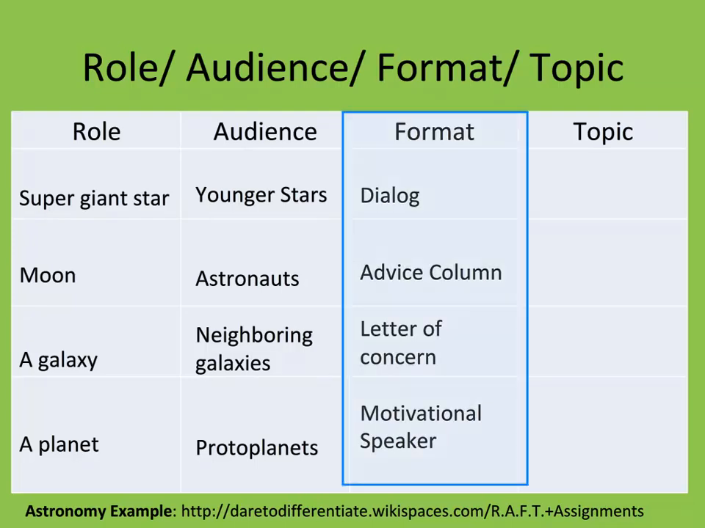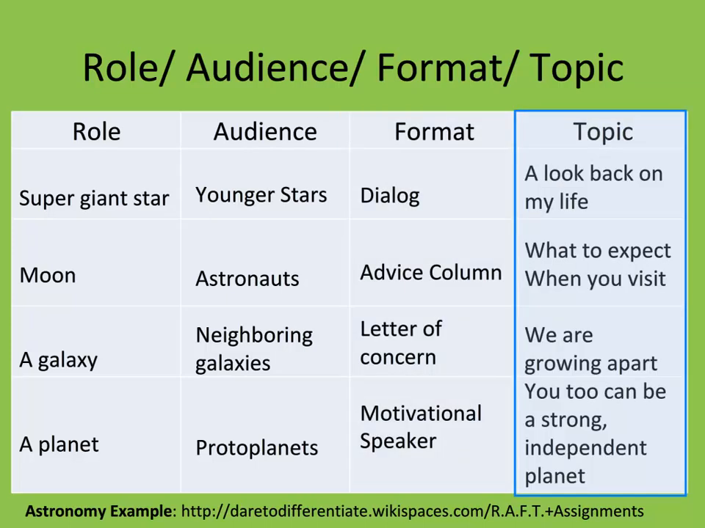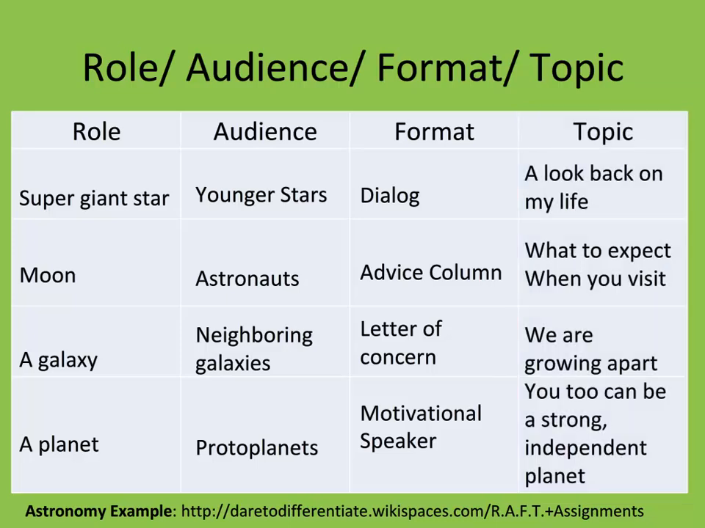The third column is format. This is what type of writing you will produce. This is the fun part. There are so many creative options here. You can see dialogue, advice column, letter of concern, motivational speaker. And the last column is topic, what you will write about. Students choose one of the options as a writing activity. With a Raft activity, students need to apply their content knowledge, which is ideal. You can make a raft for any activity, so you can make a raft for electricity later on.